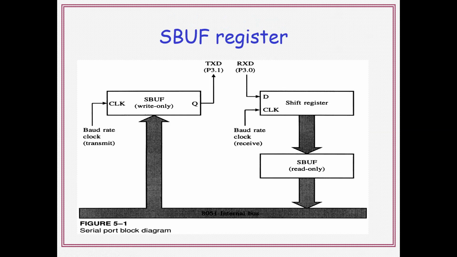The SBUF register is available on the 8051 microcontroller as the serial buffer, which has the capability of transmitting as well as receiving. In the transmission section, whatever data is sent by the CPU is parallel data, so we need to convert parallel to serial. That parallel to serial converter is available in this serial buffer. During receiving, the data is serial data, so we need conversion from serial to parallel. That serial to parallel conversion is also available in this serial buffer register.